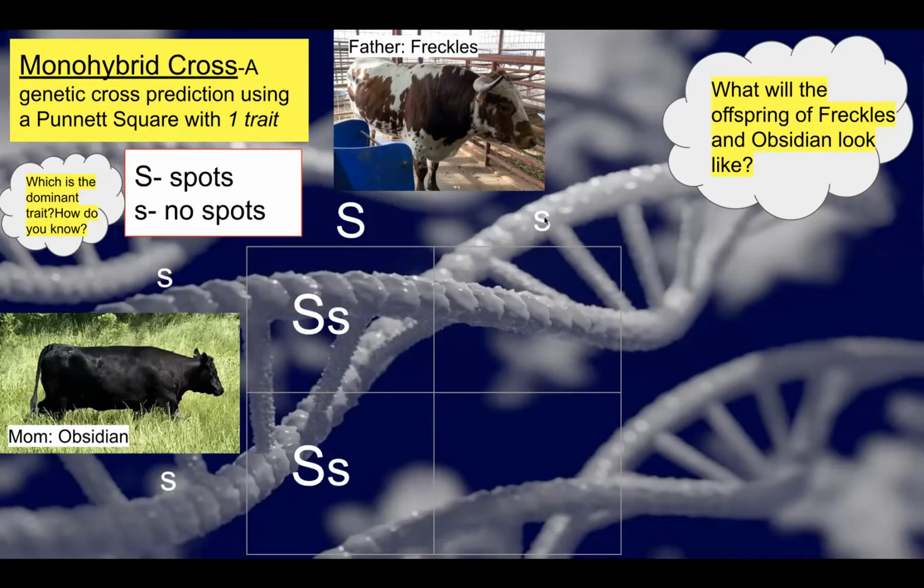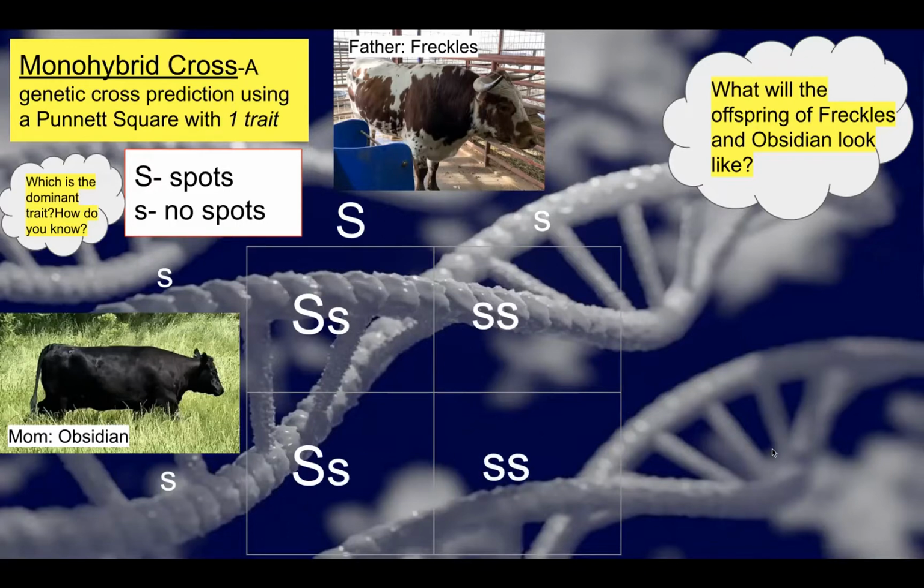We're going to take the small s from the dad, combine it with the small s from the mom, and now we have two lowercase s's. The last quadrant, we're going to take again the lowercase s from the dad, combine it with the lowercase s from the mom, and that will give us two lowercase s's.